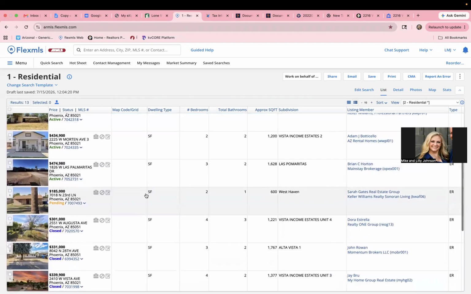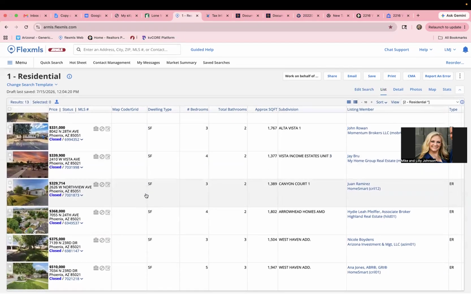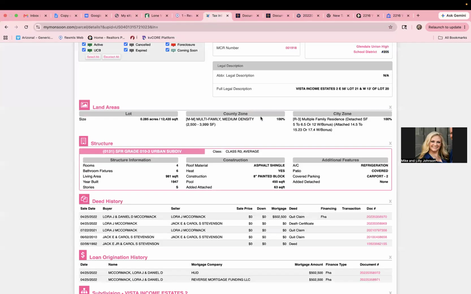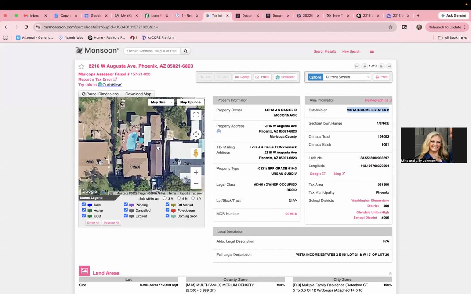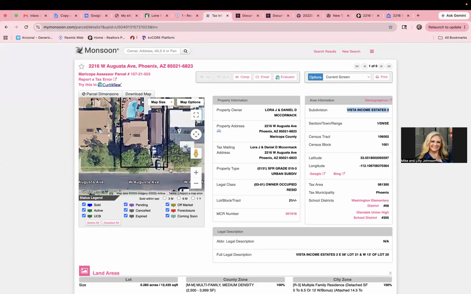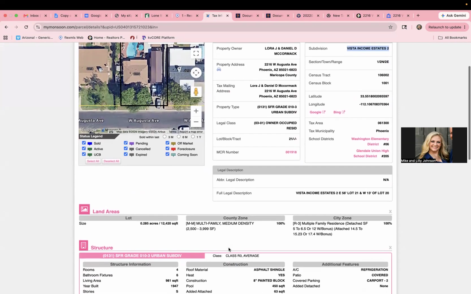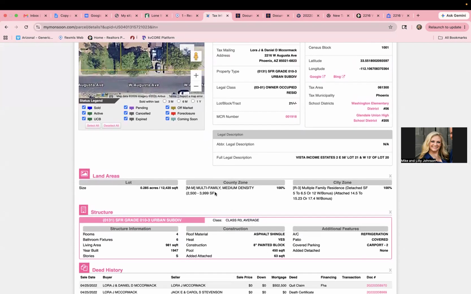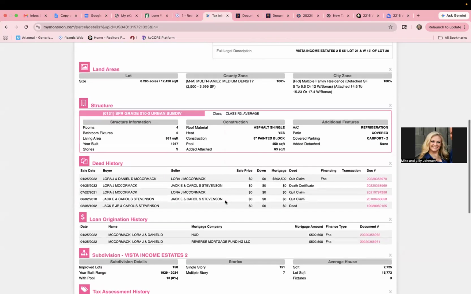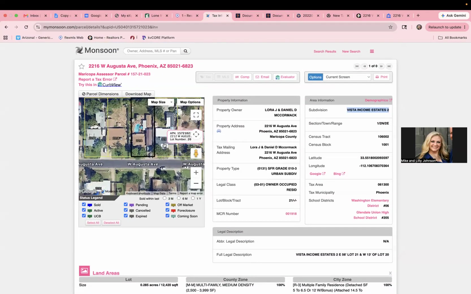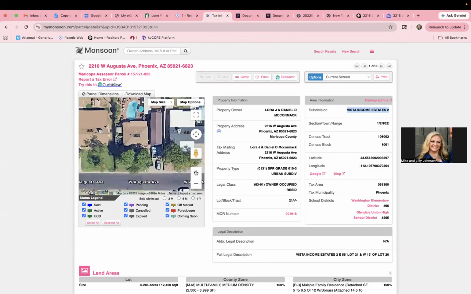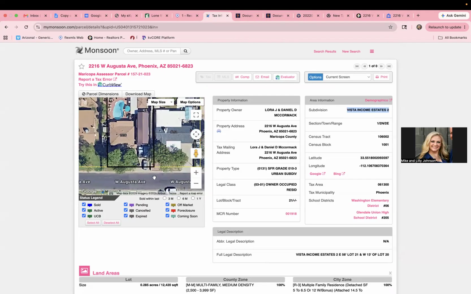Okay, I'm going to try to find something on their street, which... I don't understand why it says it's a multi-unit right here. Multiple family. Because it's not connected. Interesting.